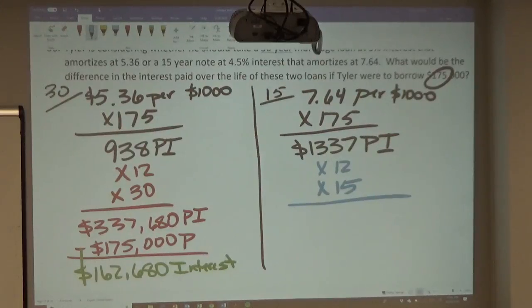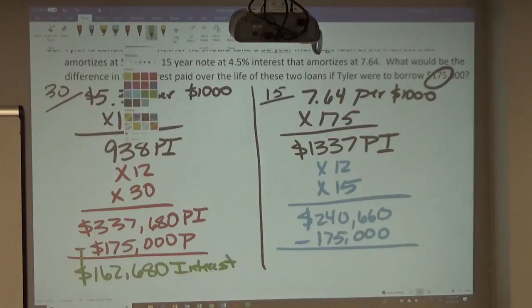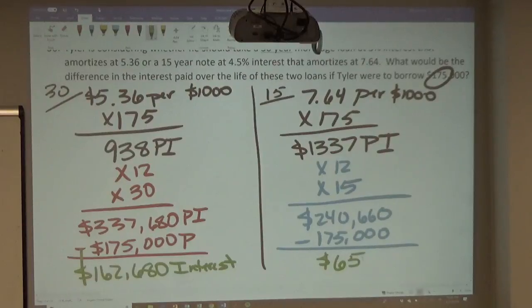And that is $240,660. I didn't think that number looked right before. Minus the $175,000 we're borrowing. And that leaves us now with interest paid over the life of that loan of $65,660.